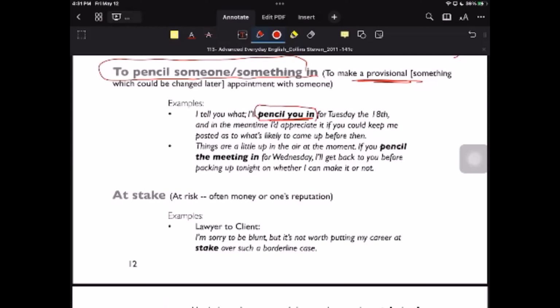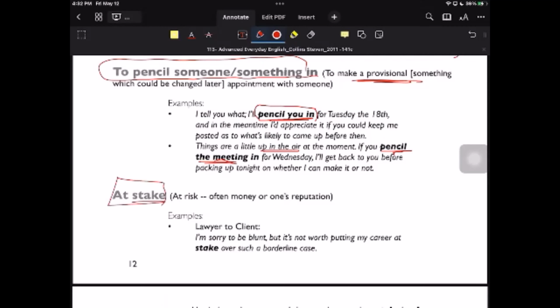All right, just fit you in. Just the meaning of fit you in, I guess. Things are a little up in the air, like just uncertain. All right, so not certain yet at the moment. If you pencil the meeting in for Wednesday, I'll get back to you before packing up tonight on whether I can make it or not. All right, so that's really cool. So pencil someone in, fit someone in.